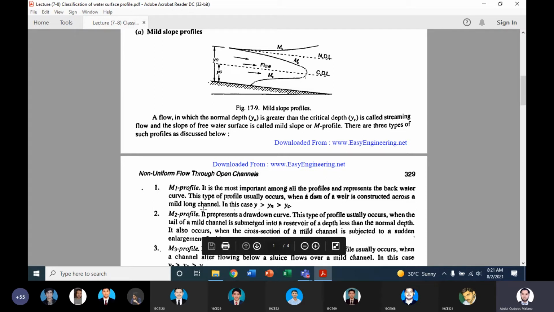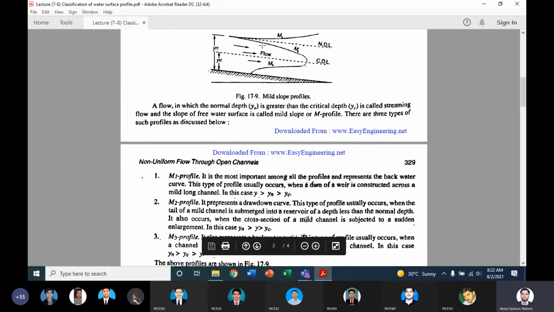अगर आप डैम वगैरह कुछ भी चैनल के अक्रॉस देते हैं तो उस केस में आप देखेंगे the water level is going to rise from the normal depth. ठीक है, so we'll have such type of profile there where the flow will be subcritical flow. Okay, and then the depth of the flow will be greater than the normal depth, and normal depth is going to be greater than the critical depth. So this is the first profile of the mild slope.